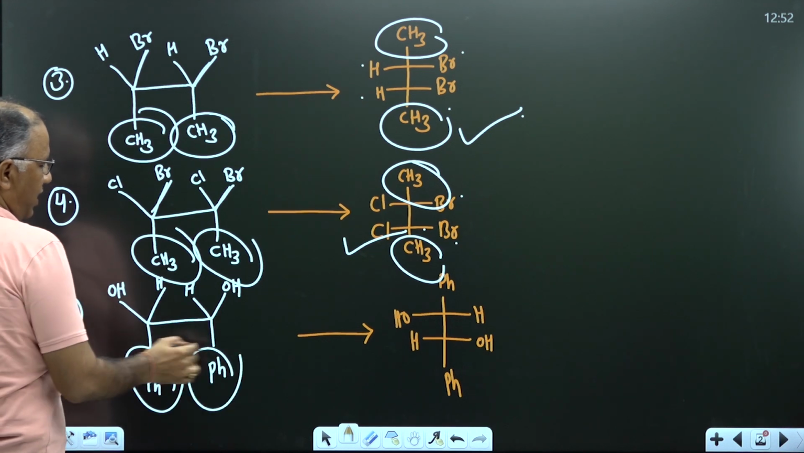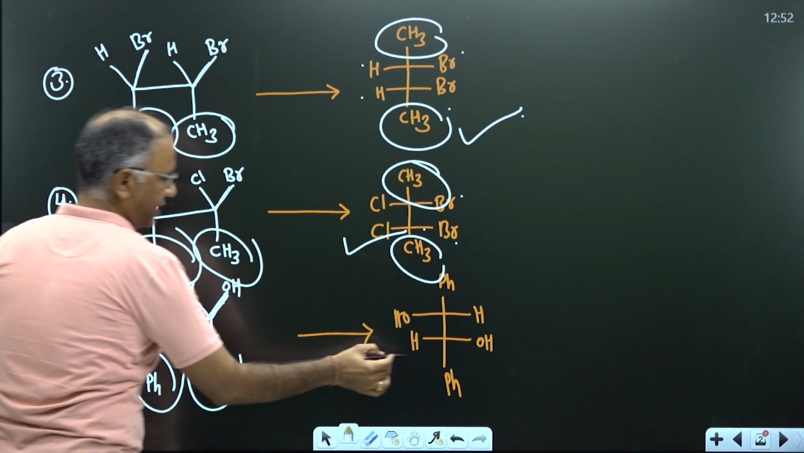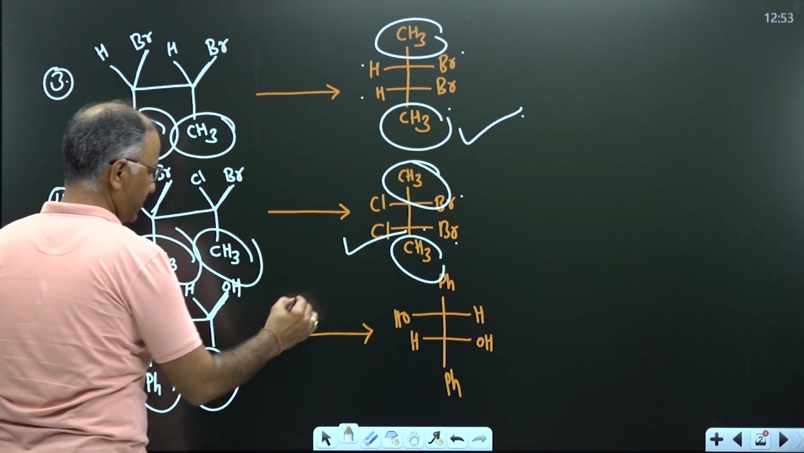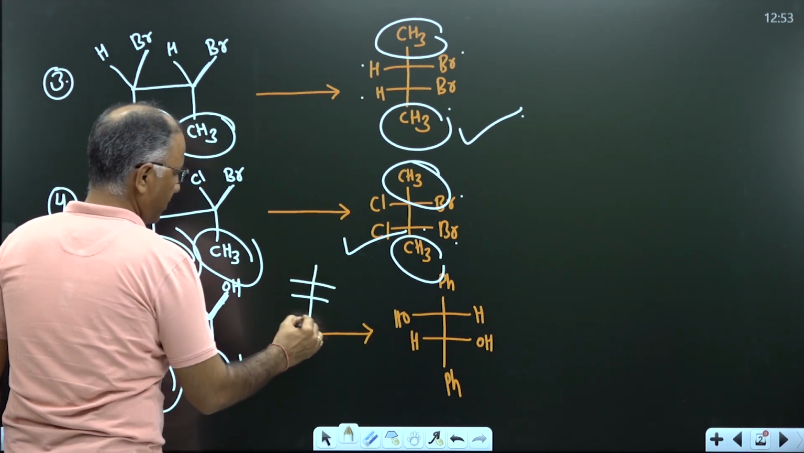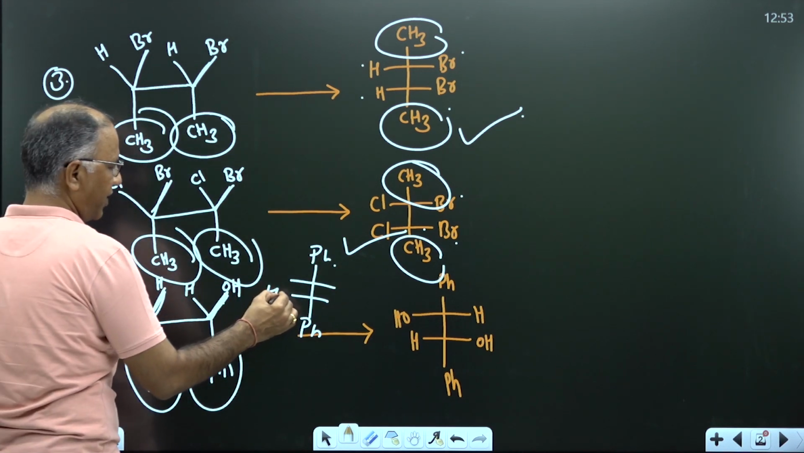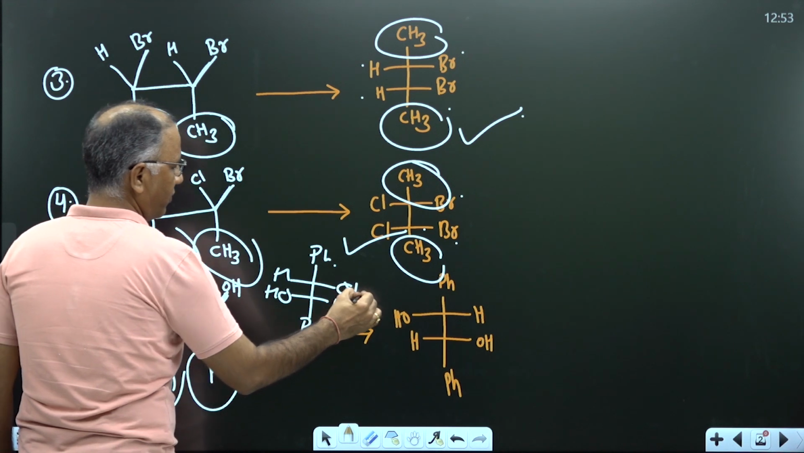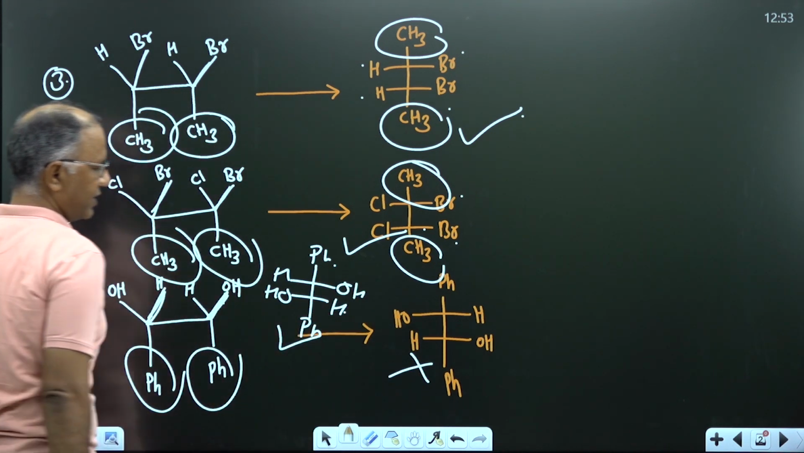Similarly, phenyl, H on right, OH on right. This H on right, this means the Fischer will be phenyl. In this carbon, OH left, H right. H left, OH right. This is our Fischer projection.